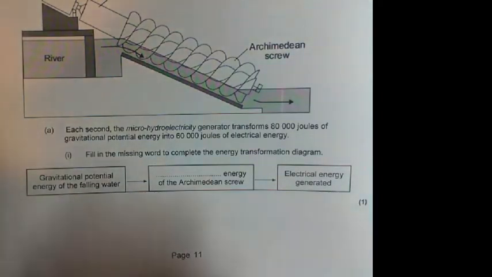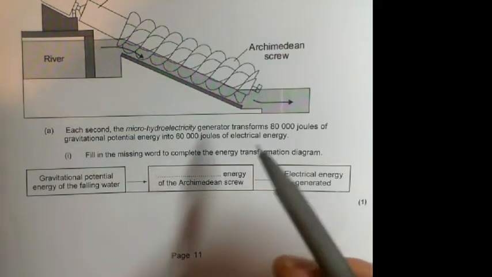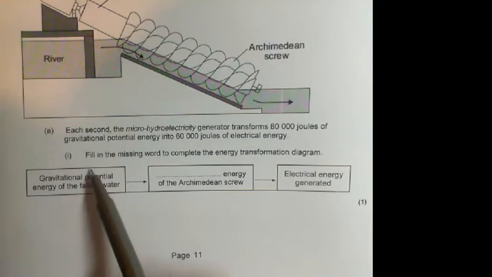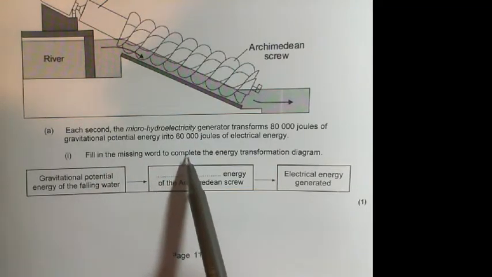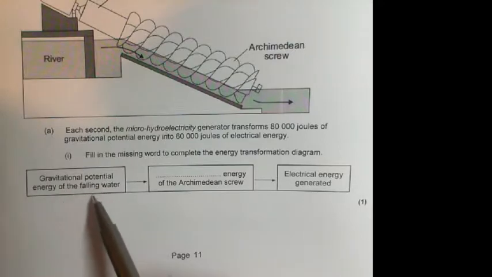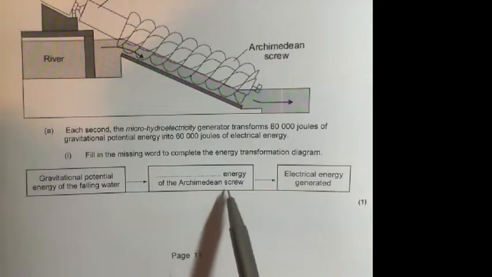Question 6. Loads of information about something cool. An Archimedean screw. Awesome. Let's jump straight to the question and ignore it all. Fill in the missing word to complete the energy transformation diagram. Gravitational potential energy of the falling water is turned into some kind of energy of the Archimedean screw.